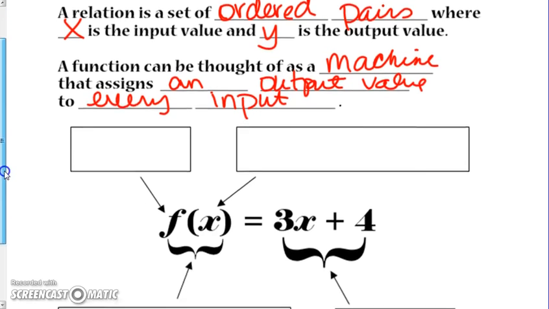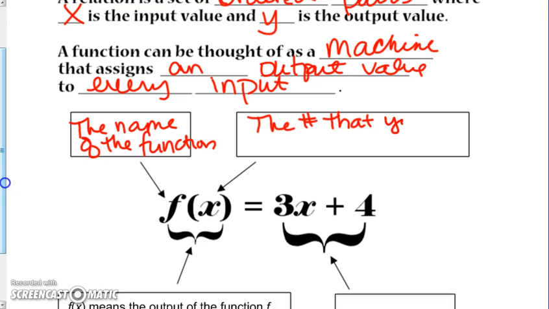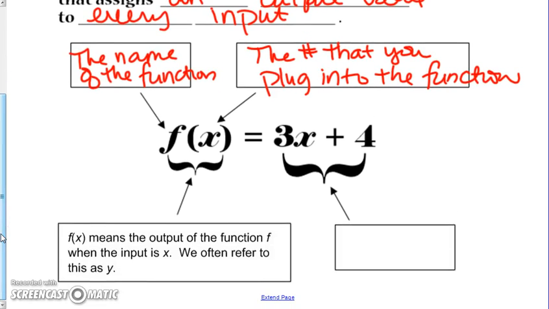Okay? And so f of x is called the name of the function. This is the number that you plug into the function. And then lastly, f of x means the output of the function f when the input is x. We often refer to this as y. And this is actually the function.